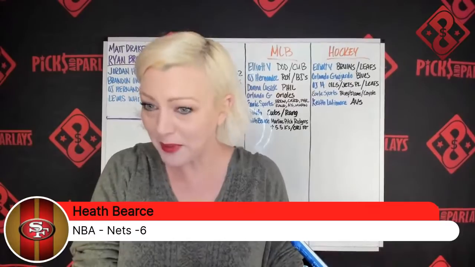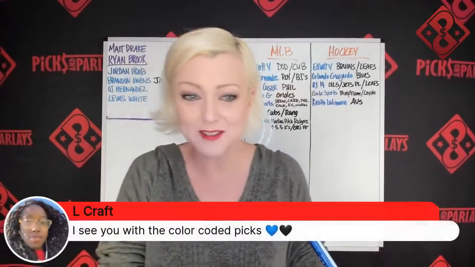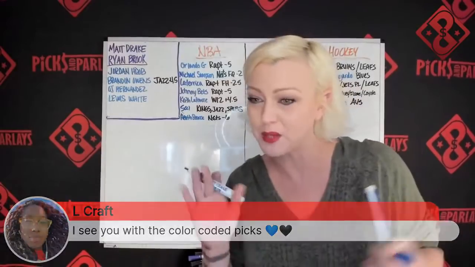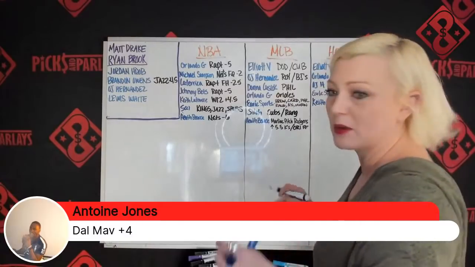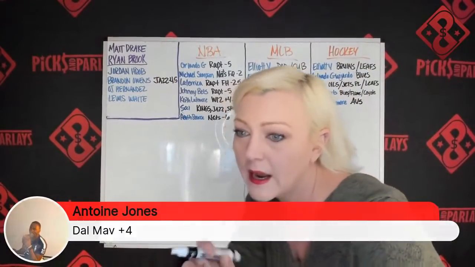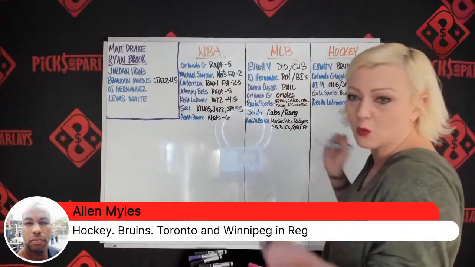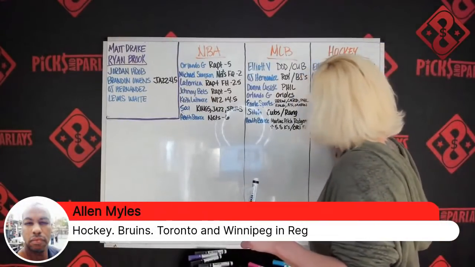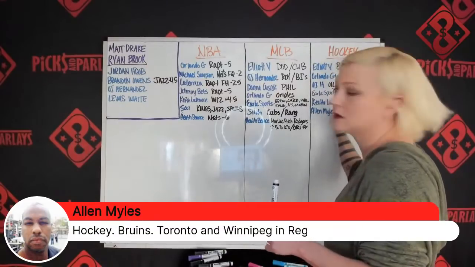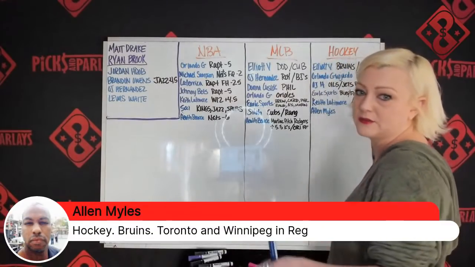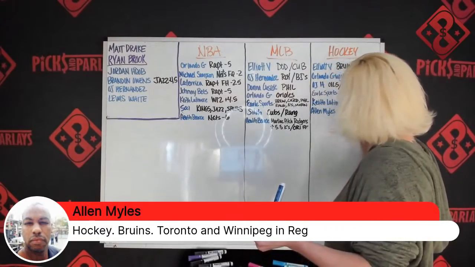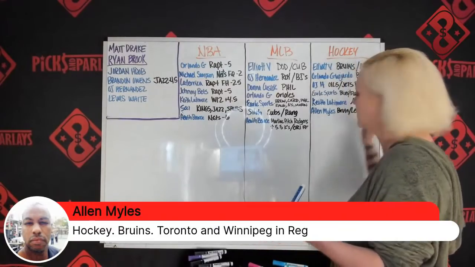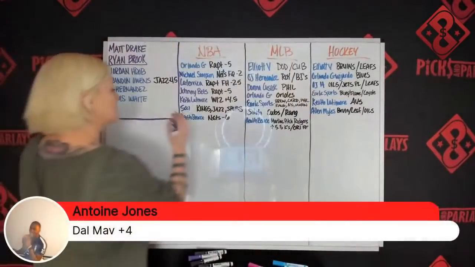I try to color code my picks. Thank you, Laterica. I think it's easier for you guys to read them if the black kind of pops off of there. And I know Bob loves blue. He sent me the marker, so I want to keep it blue for Bob. Oh, Antoine Jones. Hold on one sec. Let me get Alan Miles is where I was going with that one. Don't worry, Antoine. You're up next. Alan Miles is going to go Bruins, Leafs, and Oils. Okay, and then Antoine Jones is going to take the Mavericks.